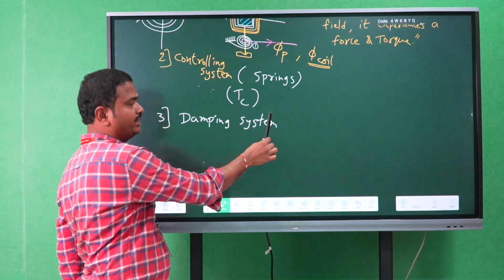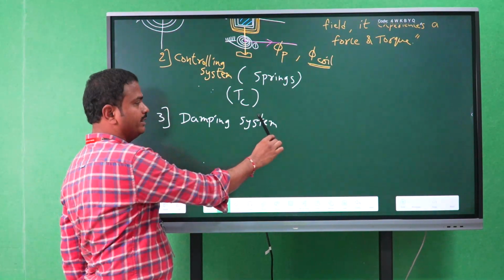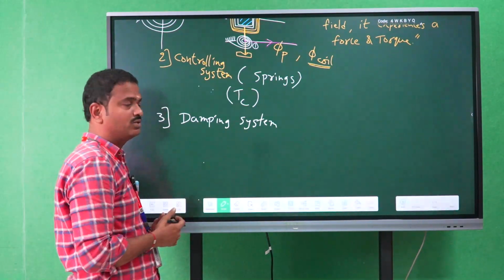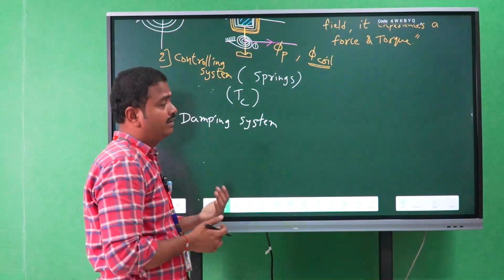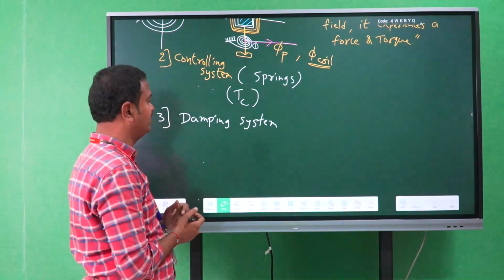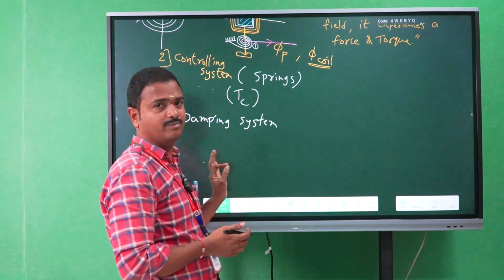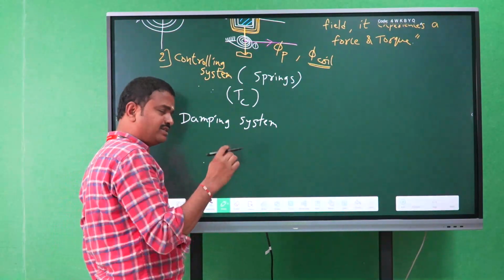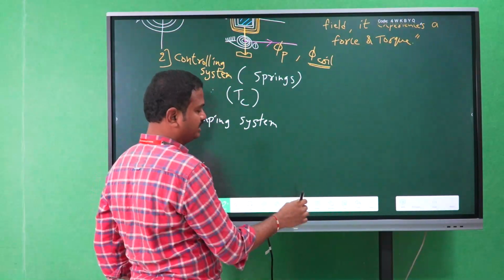That means 3.8 to 4 to 4.2, 3.8 amperes to 4.2 amperes. So it made some oscillations. So what is the correct value? We need to find out the correct value. For that we need a damping system. So this system produces a force or torque to stop the oscillations made by the pointer at the final position.